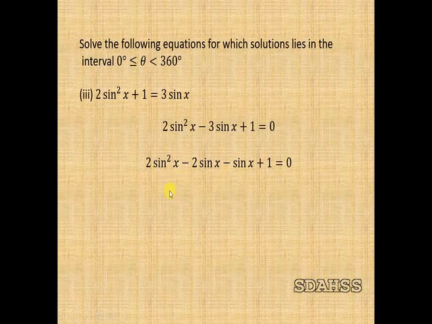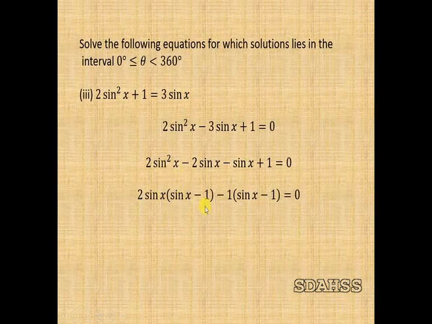In the first two terms, 2 sin x is common, so take outside. So you have 2 sin x into sin x minus 1. In the last two terms, minus 1 is the common factor, so take outside. So you have minus 1 into sin x minus 1 is equal to 0. Now sin x minus 1 is common, so take outside. So we can write sin x minus 1 into 2 sin x minus 1 is equal to 0.